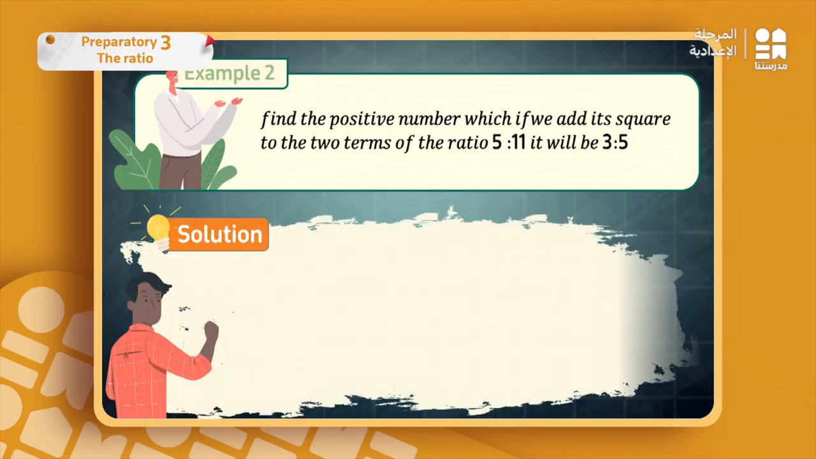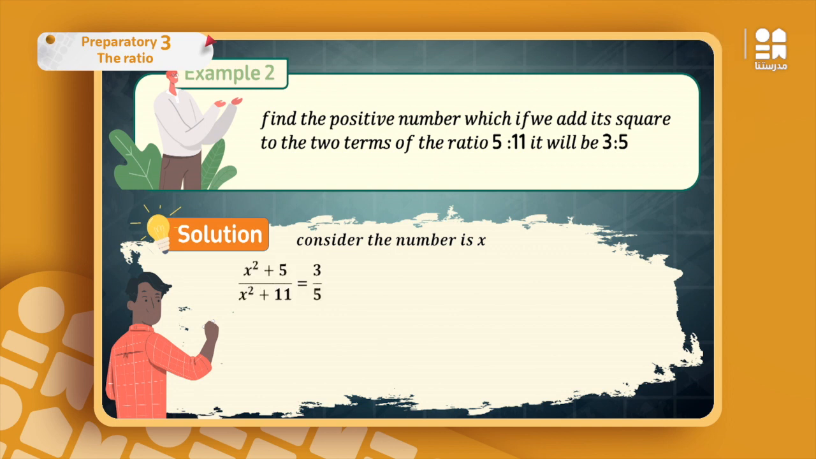طيب يلا نفس البداية. Consider the number is x. يبقى step number 1 consider the number is x. طيب I will add the number or its square. طبعا I will add its square like the question. يبقى هاخد الريشيو الجيفن اللي هي 5 to 11. انا اقدر اكتبها 5 over 11 واعمل لها plus x squared up and x squared down. يبقى x squared plus 5 over x squared plus 11.